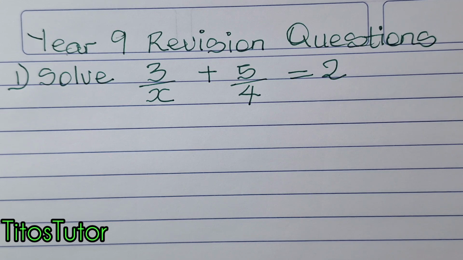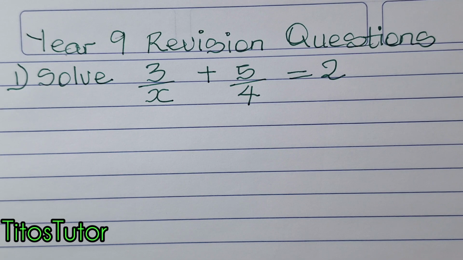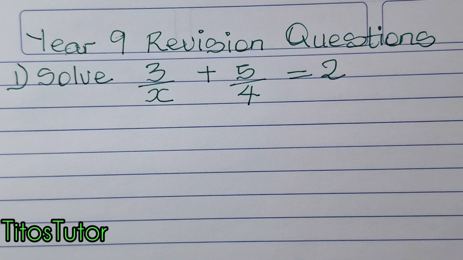On today's video, we're going to be taking some revision questions on Year 9 math. Our first question for this video is algebra involving fraction equations. Okay, so it is: solve 3 over x plus 5 over 4 is equal to 2.